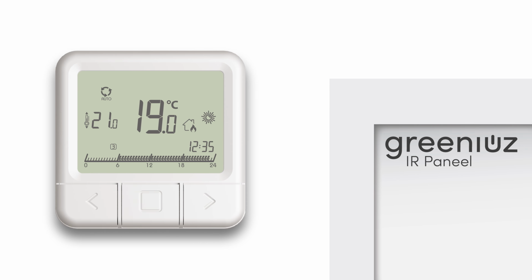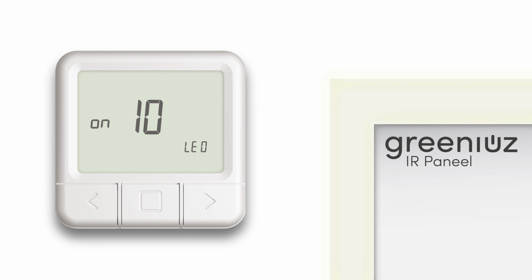Next, we have LED mode, which allows you to control the LED lighting on the IR panel. To enter this mode, double-click the middle button from the main screen. You are now in LED mode. Here, you can adjust the brightness from 10% to 100%. Turn the LED strip on or off by clicking the middle button.